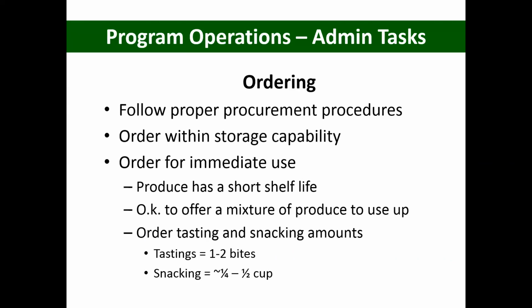Ordering: follow proper procurement procedures. Order within storage capacity. Order for immediate use. Of course, we're going to do that because fresh fruits and vegetables do not have a long shelf life. They offer a mixture of produce to use up, meaning, say you still have some carrots left over, you can utilize that on your next day. And order tasting and snacking amounts. For tasting amounts, you don't want to offer more than one to two bites, and snacking amounts approximately 1/4 to a half cup. That's appropriate to do.